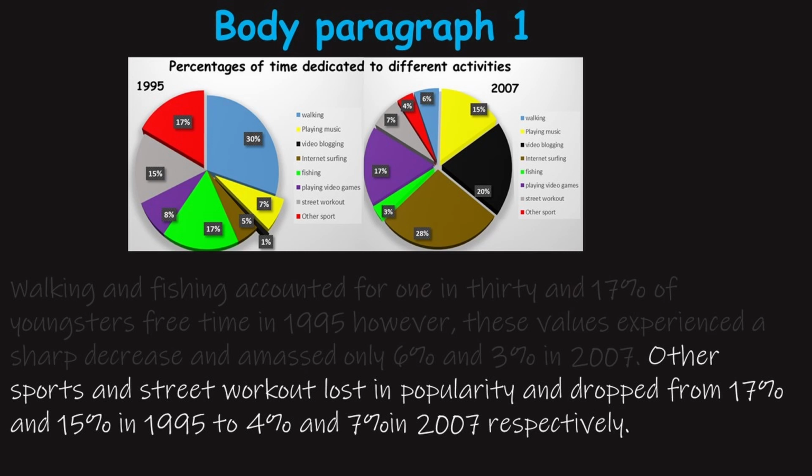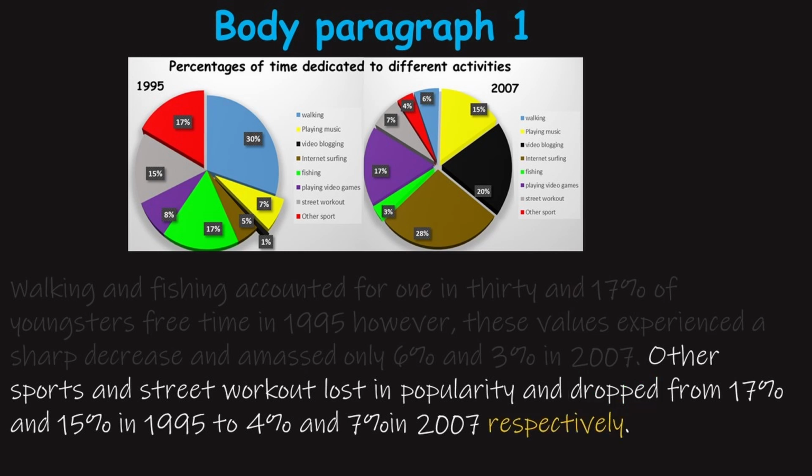Sentence number 2. Other sports and street workouts lost in popularity and dropped from 17% and 15% in 1995 to 4% and 7% in 2007 respectively. The phrase lost in popularity serves a specific function. It shows how the trend developed over the period. It is a useful phrase that should be used during writing pie chart reports. The word dropped is colored by green. This verb should be used with percentages.